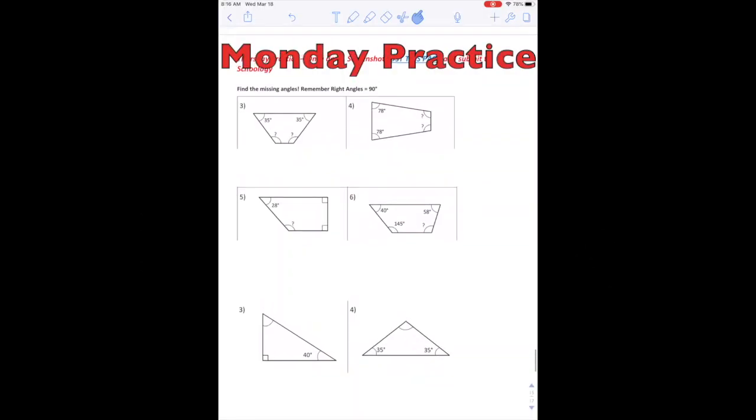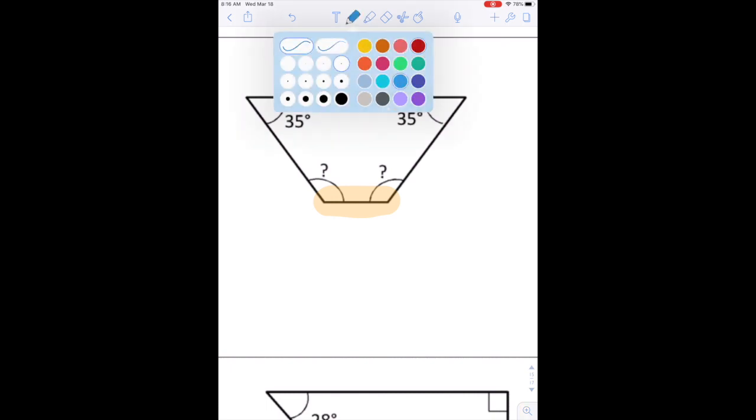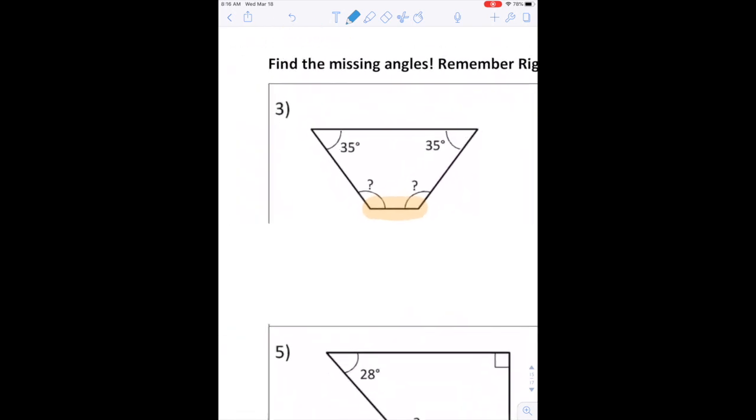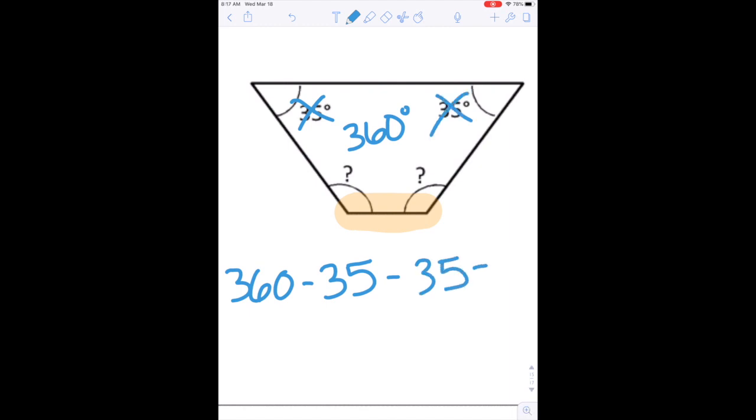Today you have 6 problems to find the angle measurement for. Again, there's information you know. These are opposite angles, so these are going to be the same degrees. I'll do this one as an example problem. I'm going to start with knowing this is a quadrilateral. The whole thing has to be 360 degrees. So I'm going to start with 360 minus angle I have, minus angle I have, and find out my answer.